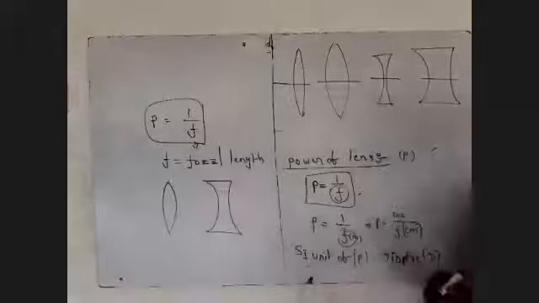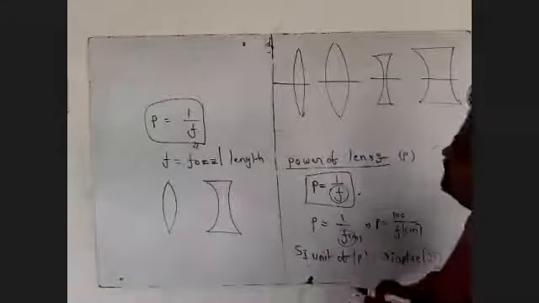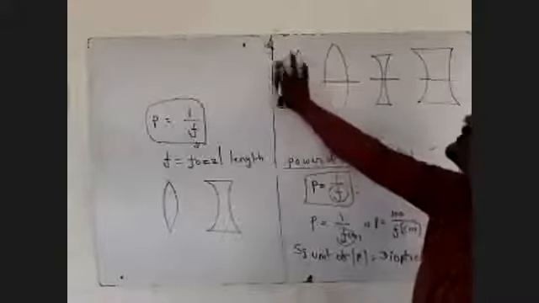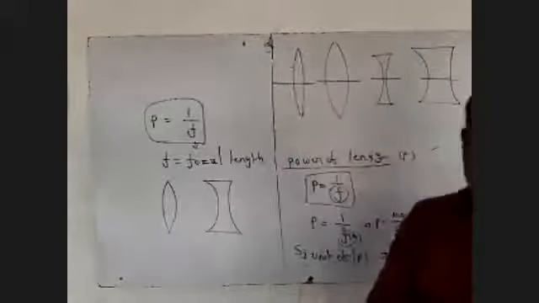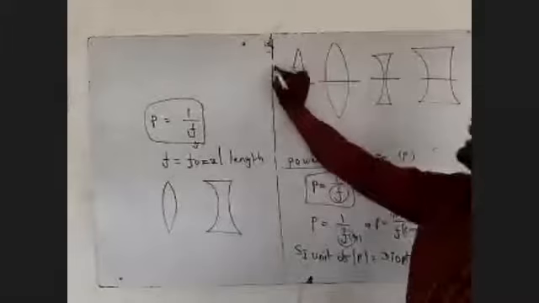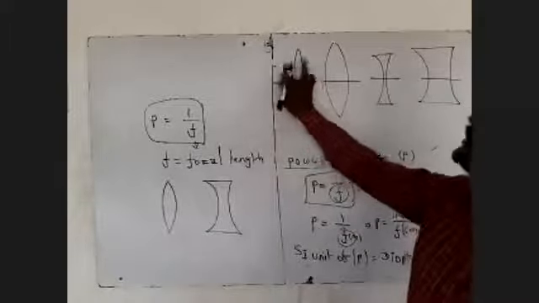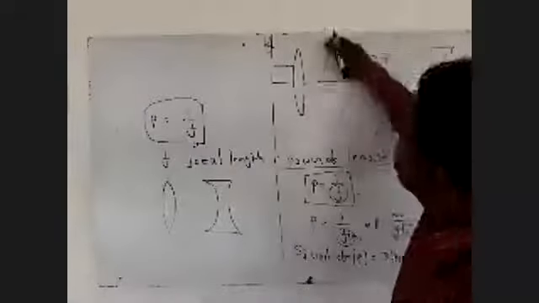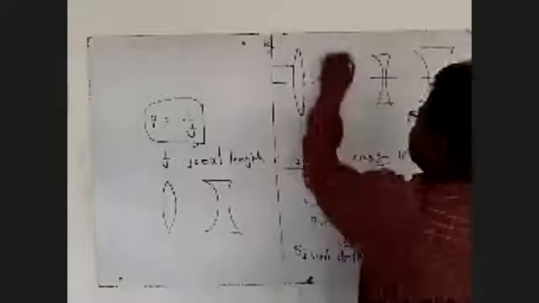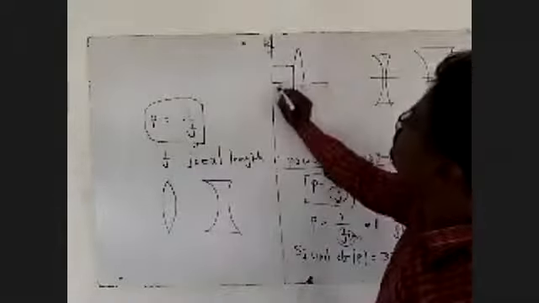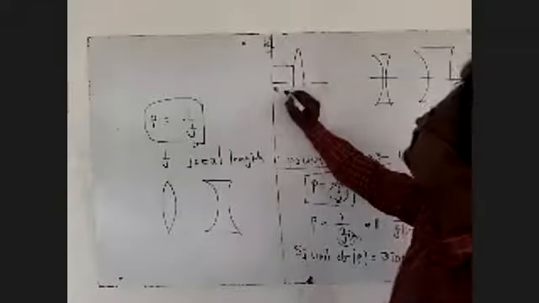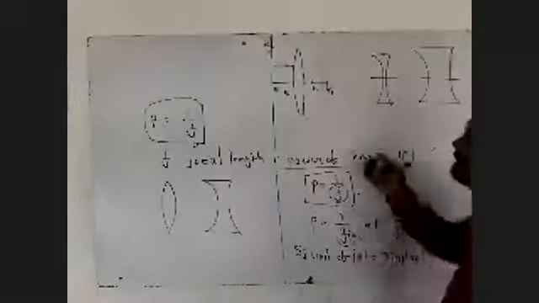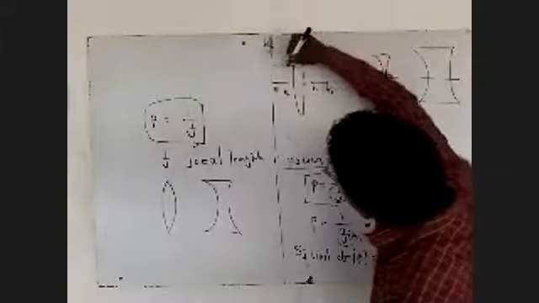Here, what will happen in this situation? Suppose a ray travels parallel to the principal axis and strikes a convex lens. It is convergent. This is 2F2, F2, F1, and 2F1.